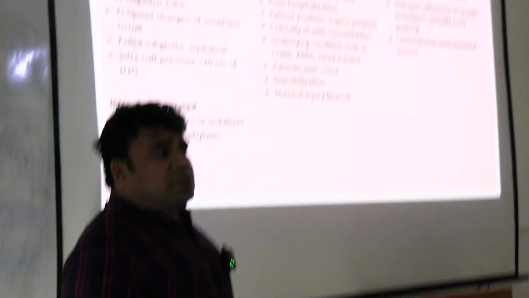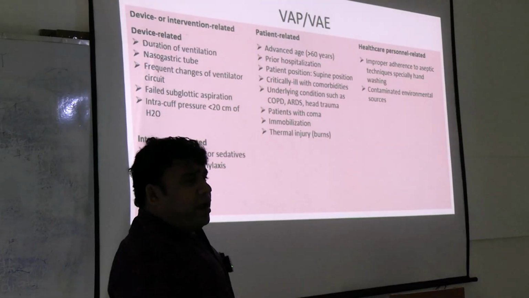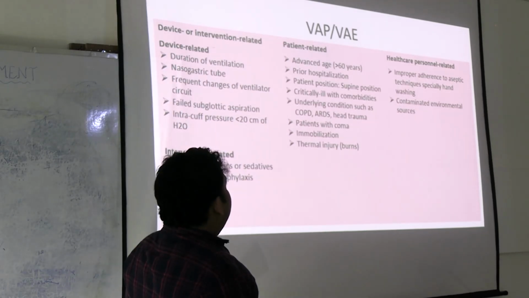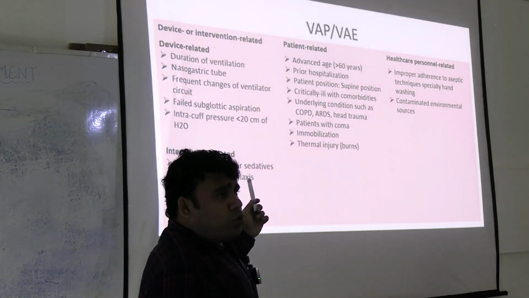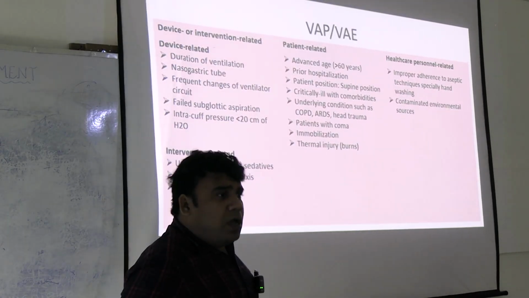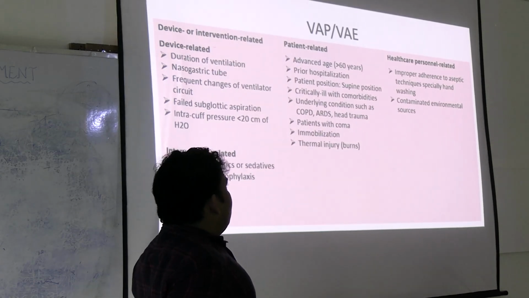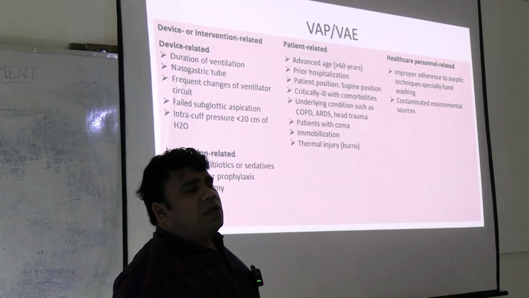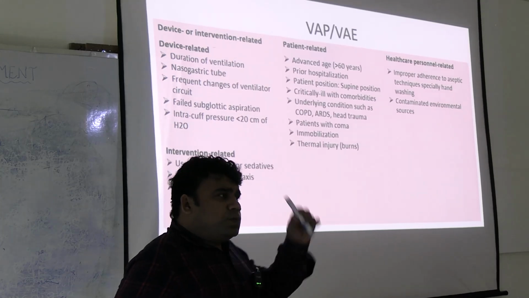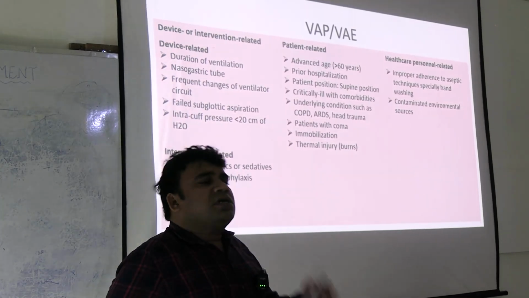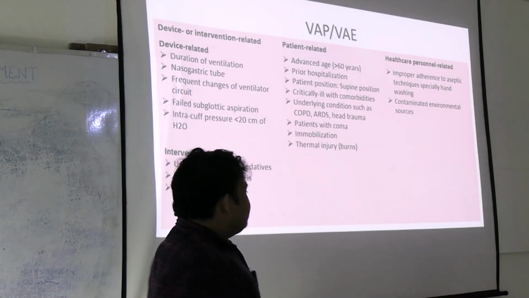Similar to the previous, we have some device related and then patient related and healthcare related. Just go through these points. Device related, I have already told you the duration is very important, how long the ventilation is kept, then whether nasogastric tube is present or not, what is the pressure in which the ventilator is pushing the air. If we are using very high pressure, the chances of infection will be even more.